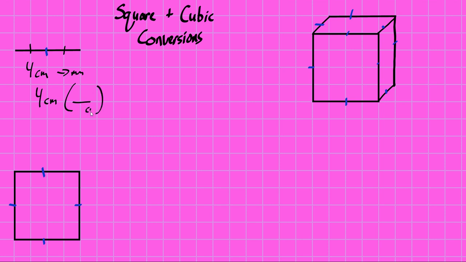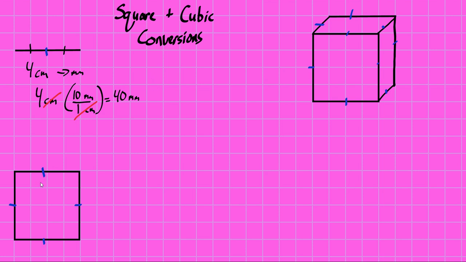4 centimeters, you're going to cancel out centimeters and go to millimeters. You know that 1 centimeter contains 10 millimeters. You're going to cancel out centimeters with centimeters. You're going to do 4 times 10, and you're going to end up with 40 millimeters. Nice and straightforward. Everybody's happy.